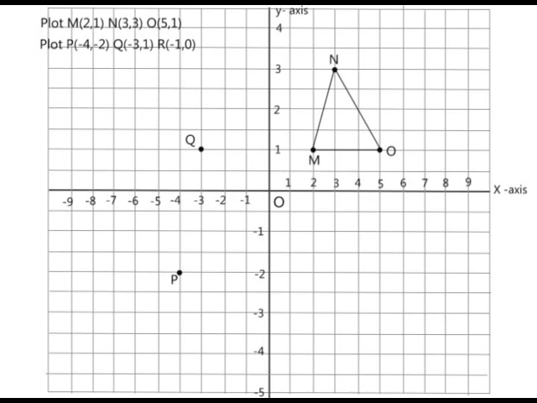Finally R, we move 1 point on the negative side of the x-axis. The y-coordinate is 0, so we do not move any point, so this is R. Now notice that R lies on the x-axis because there is no movement along the y-axis. That's another triangle represented on the Cartesian plane.